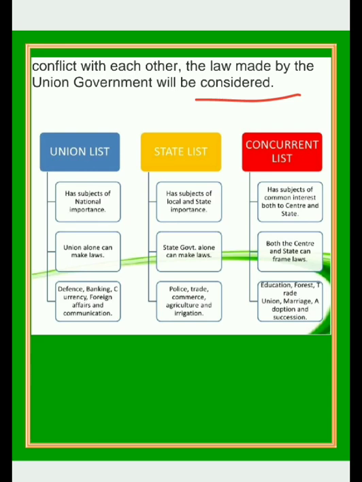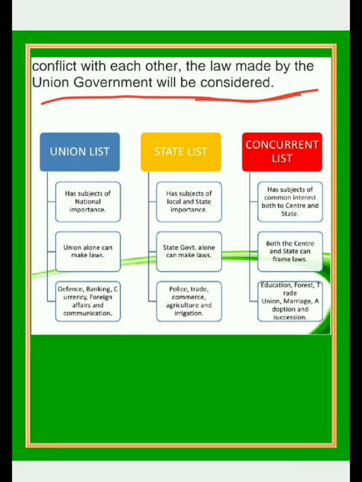Different state governments can also suggest that the dates of examination should not be this, it should be earlier or later, or there can be syllabus changes. So there can be differences of views on education or any other subject in the concurrent list. In such a case, the decision taken by the union government will be considered. The views of the central government or the union government will prevail.